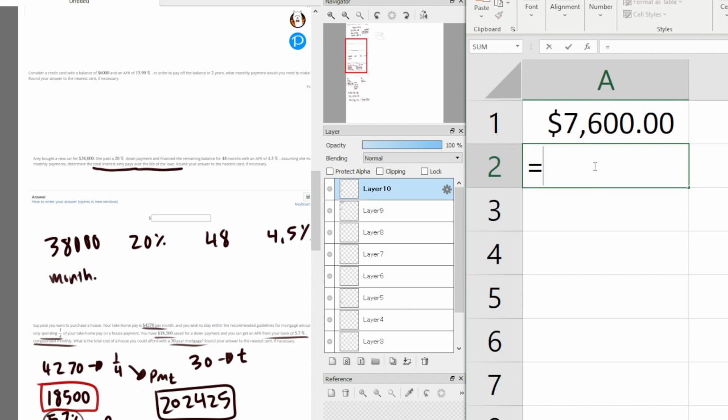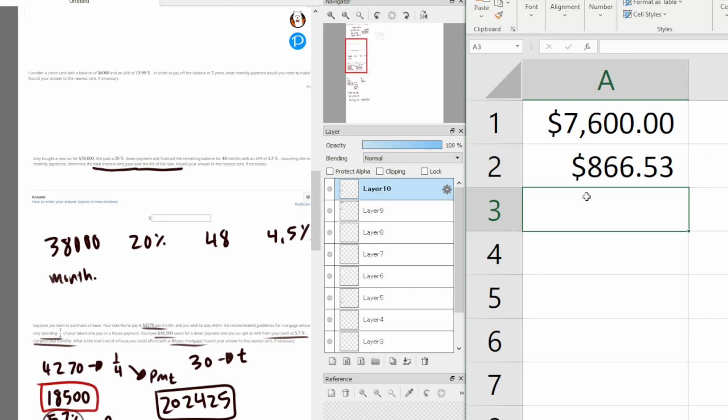We can go to our payment formula, payment, and for our rate, it will be 4.5, so 0.045, and then it's monthly, so divide by 12. The NPER is 48 months, so negative 48, same principle as before. And then our present value is 0. And our future value is 38,000, which gives us 866.53.